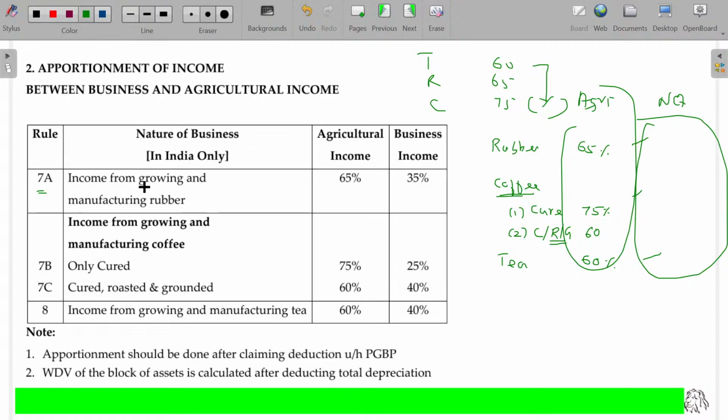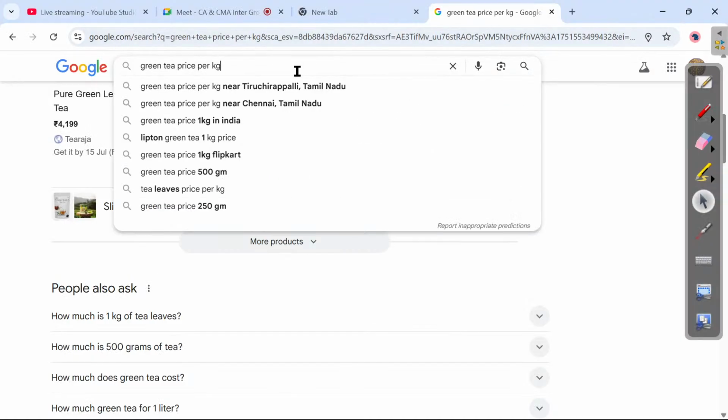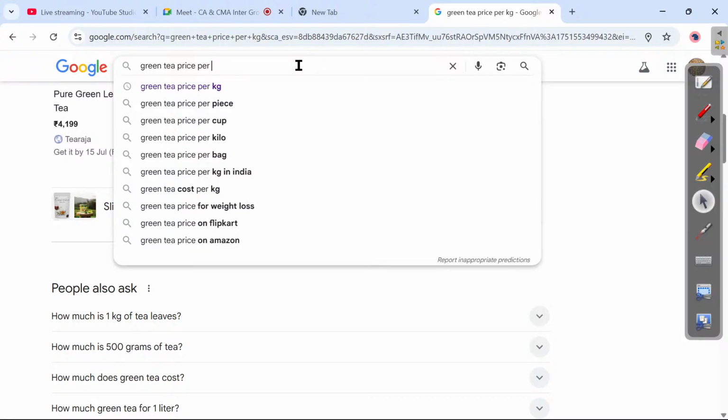Rule 7A: income from growing and manufacturing rubber. Of course, from the rubber tree, you have to cut and take the rubber plant's milk, which will be processed to convert into the rubber we use for tires, beds, even erasers and all, right? The processing, converting the milk into rubber, is the manufacturing activity. Collecting the milk, have you seen that? How the rubber milk is collected? How many have seen that? Yes, some of you have seen. Go and see.